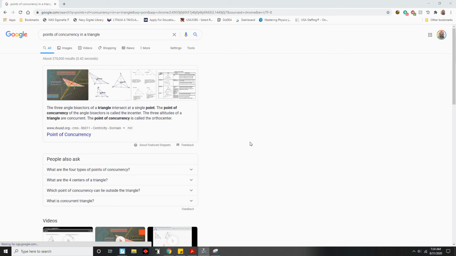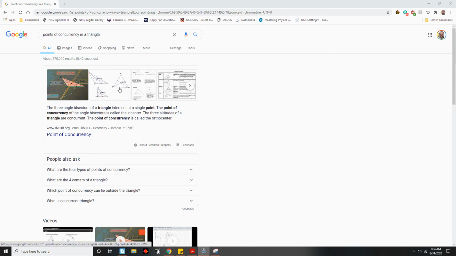You don't need to write this yet. It might be in the lesson further, but I want to start with it so we know what we're talking about. So it says three angle bisectors of a triangle intersect at a single point. The point of concurrency of the angle bisectors is called the incenter. And then if we take the three altitudes of a triangle and they're concurrent, then the point of concurrency is called the orthocenter.